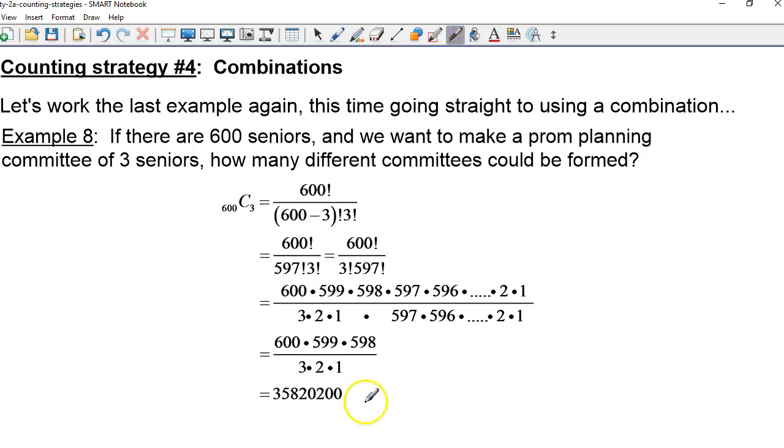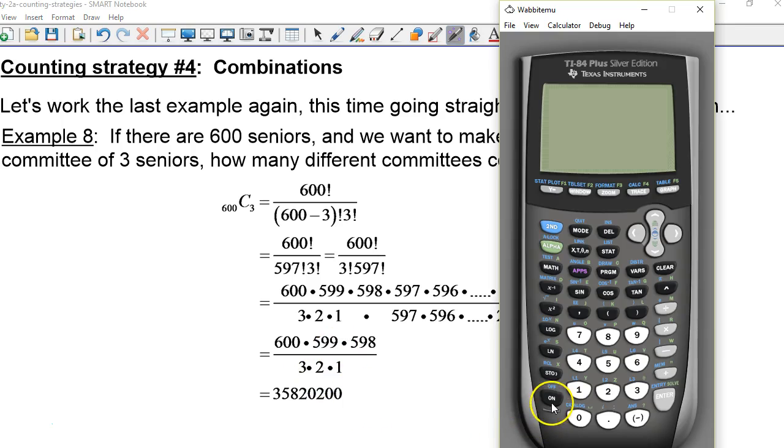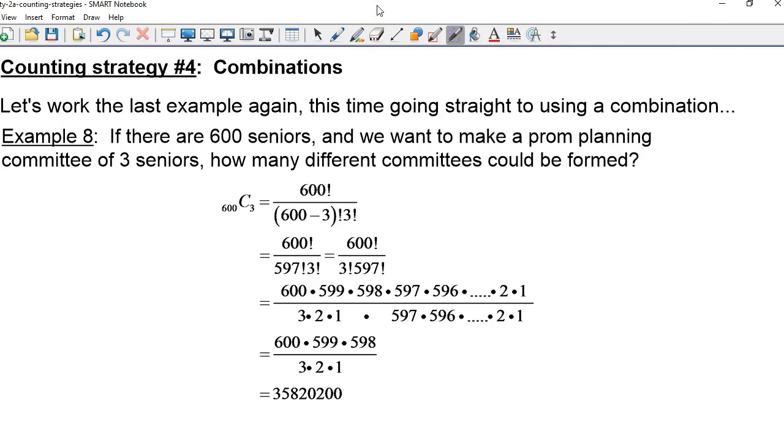Before we do that, let me show you that you can also do this in a calculator. You would do the same thing. We would say 600, go to math, and then over to probability, and the third item down, nCr, gives the combination. We're choosing 3 out of 600 where order doesn't matter, and that means we have 35,820,200. All right, so in practice we would use a calculator for that.